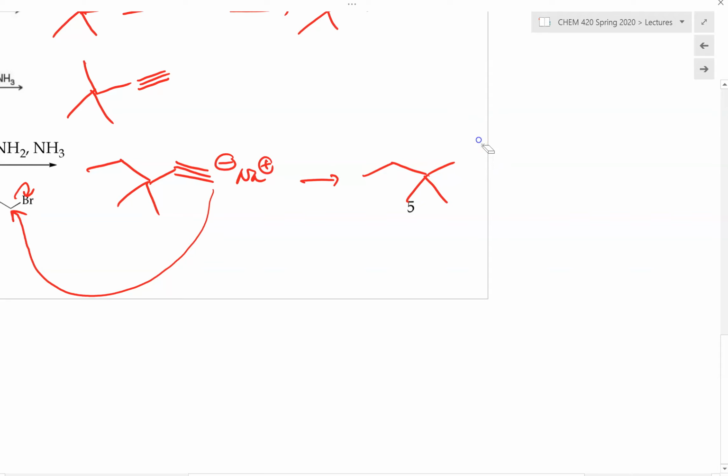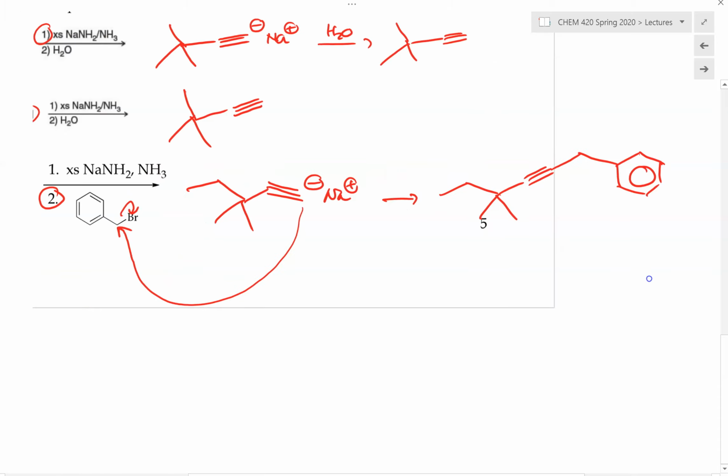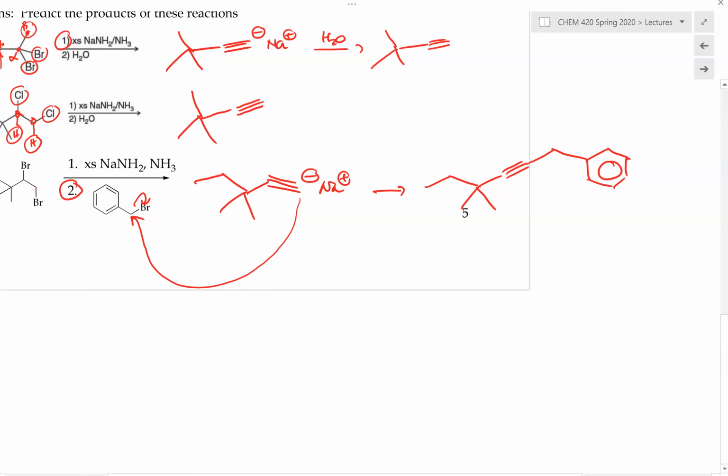Please try to correct this bond angle whenever we can, because we know that this carbon is sp, so the bond angle would be 180 degrees. So please correct that to make sure it's straight whenever we see the alkyne. It is not a major point, but we just want to make sure that we get the bond angle correct whenever we can. So there you go. That will be the product of this reaction.